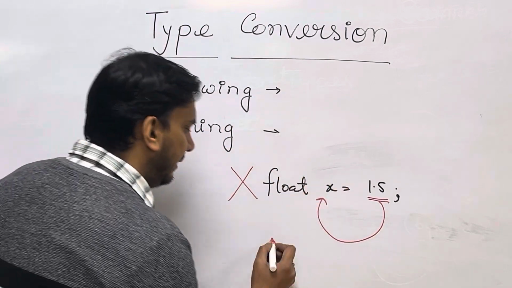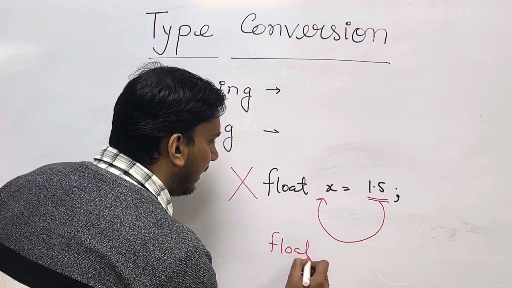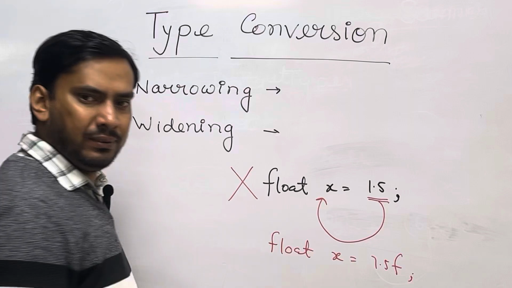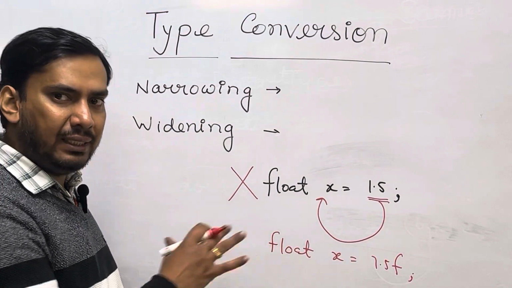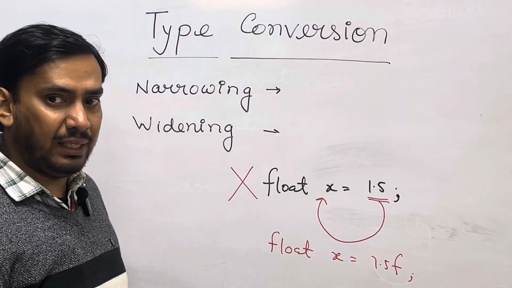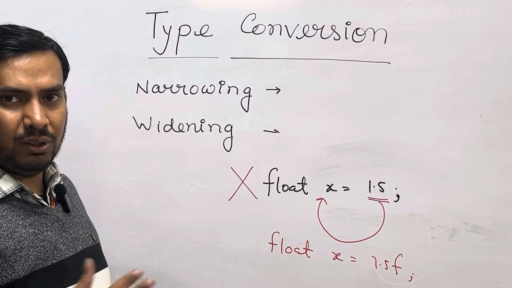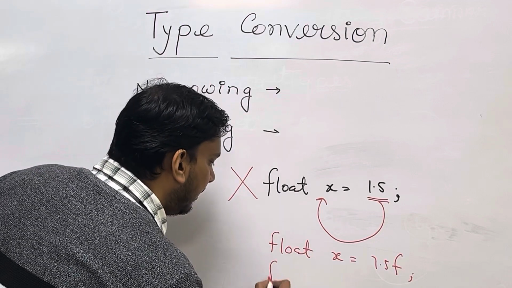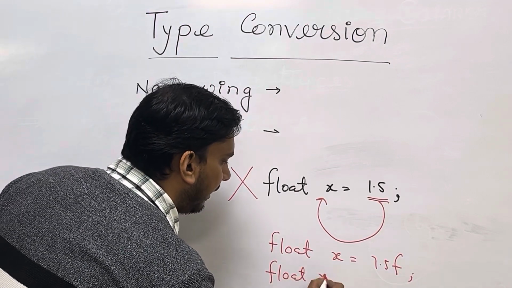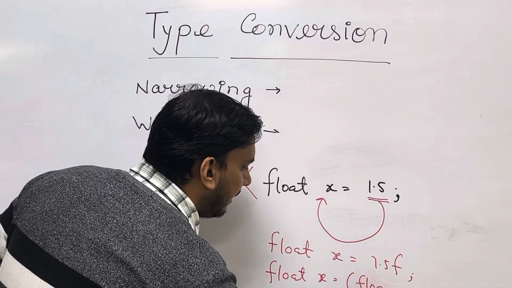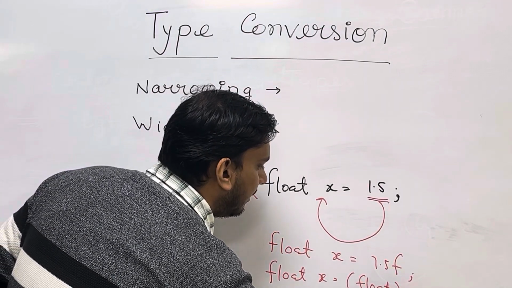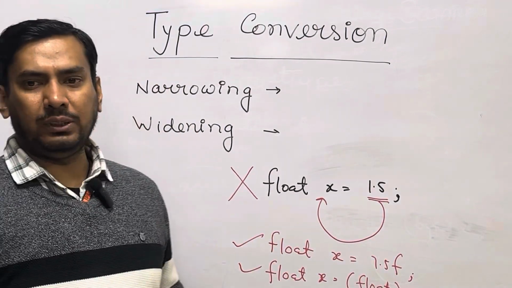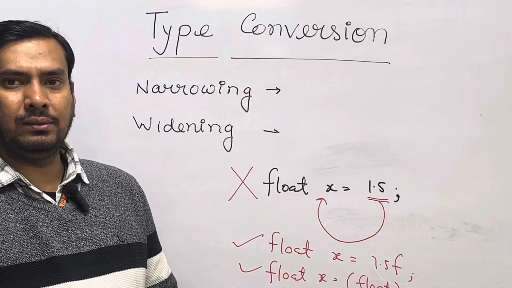So to correct this statement, we have two choices. Either you can write something like this, 1.5f, if you are statically initializing it, but if you are receiving some value from maybe console or maybe from somewhere, then you can do it through the type conversion. You will write like this, float x is equal to, you will typecast on float and then 1.5. So both the ways are possible solution, right?